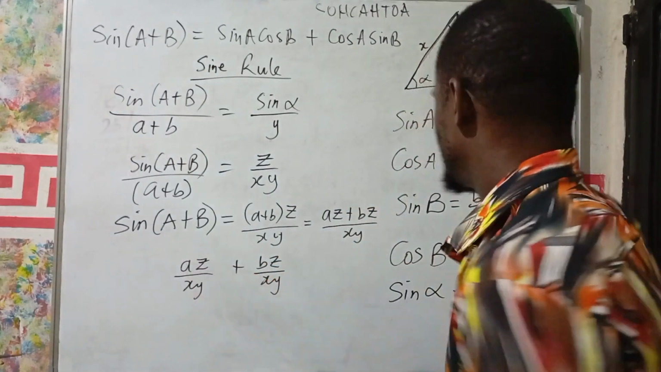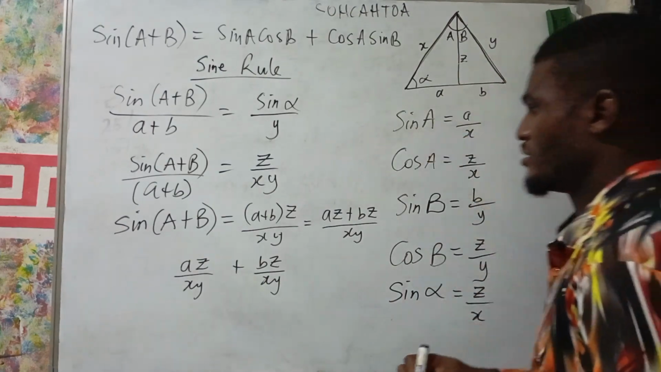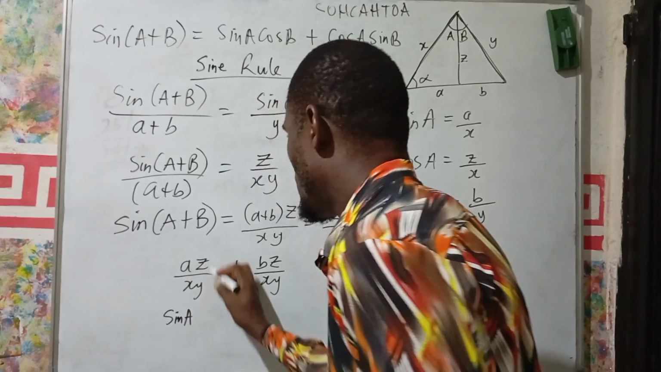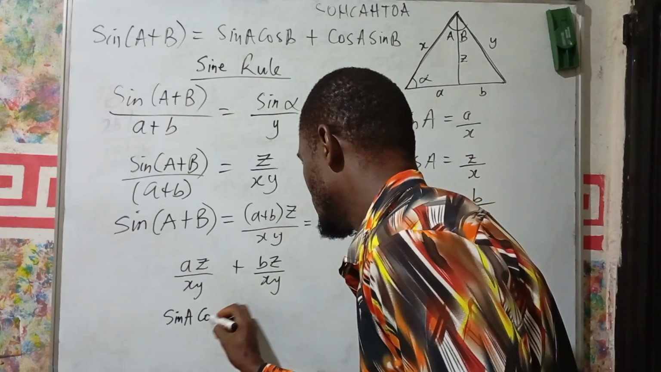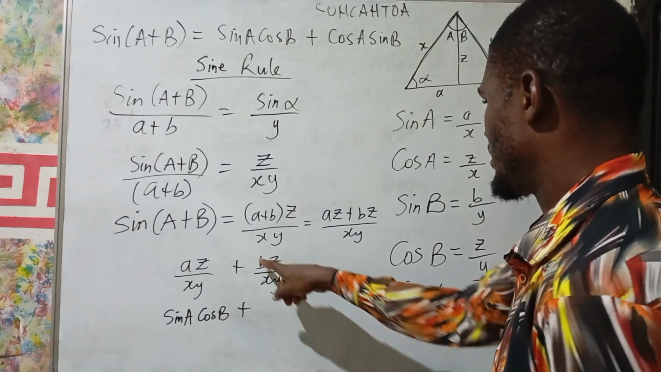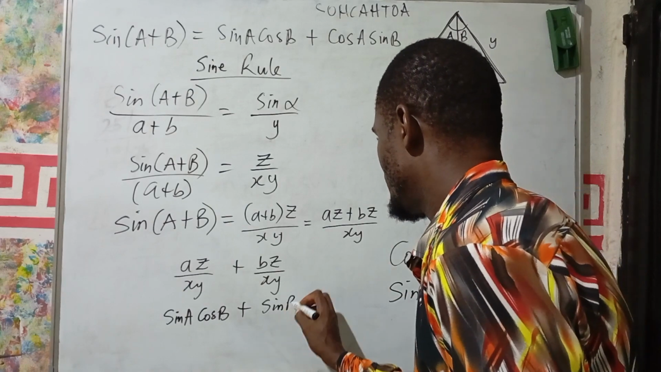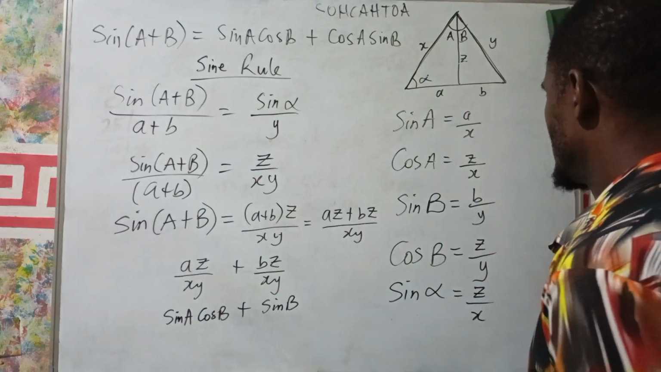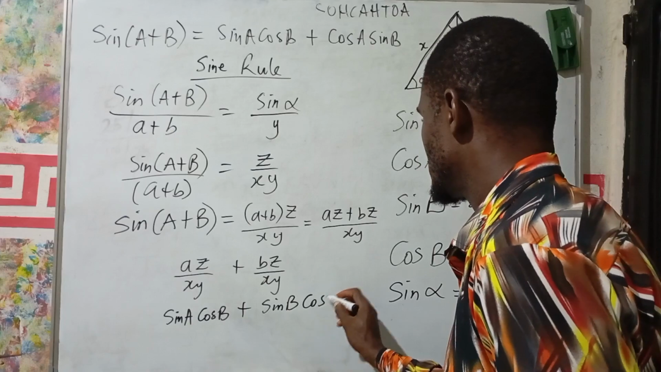We have a over X, and a over X is sine A. So this part, a over X, is sine A, while Z over Y is cos B, plus, but we have b over Y. So b over Y is sine B. So we have sine B here, and then Z over X, which is cos A.